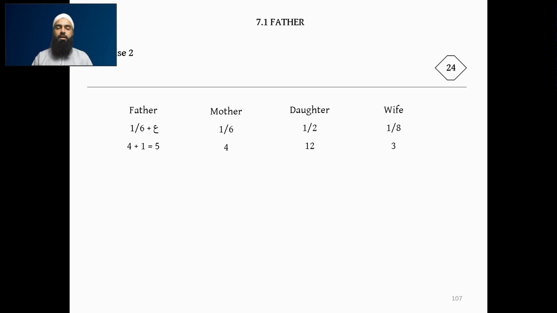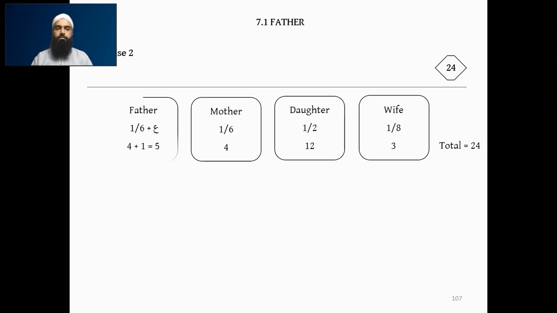So we will give the father 4 as his 1/6 share, plus the 1 that's left over as his asaba, agnatic share, and he receives a total of 5. So we add it all up: 5 plus 4 plus 12 plus 3 equals 24. So alhamdulillah, we've got it right.